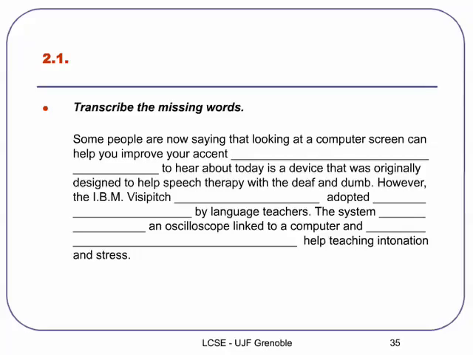Some people are now saying that looking at a computer screen can help you improve your accent. What we're going to hear about today is a device that was originally designed to help speech therapy with the deaf and dumb. However, the IBM VisiPitch is being adopted little by little by language teachers. The system consists of an oscilloscope linked to a computer, and it can be used to help teaching intonation and stress. John Skelton has been trying it out.